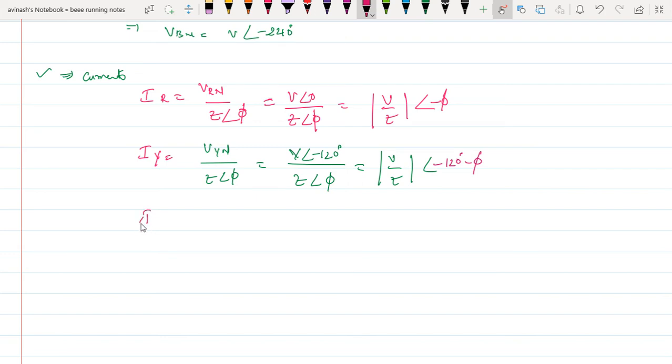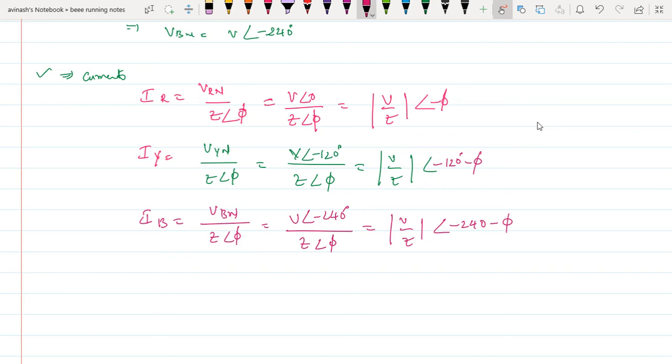In the same way, what about the current flowing through the B phase, VBN upon Z at an angle of phi. How to represent this one? V at an angle of minus 240 degree divided by Z at an angle of phi. What do we get here? V by Z magnitude, and the phase angle will be minus 240 degree minus phi. So these are the three different currents, equal in magnitude and have a phase difference of 120 degree each. So the disposition of these vectors are shown as in the above figure.